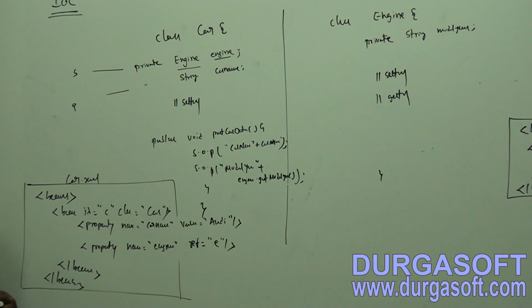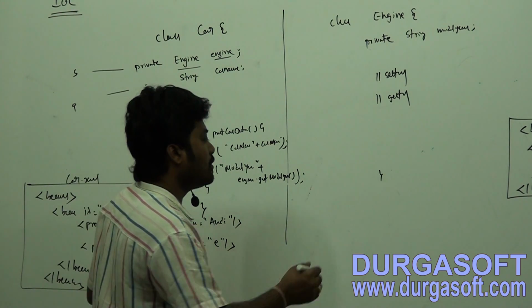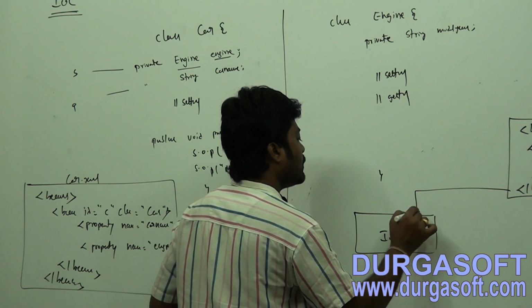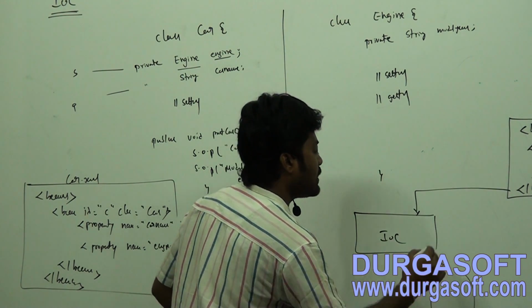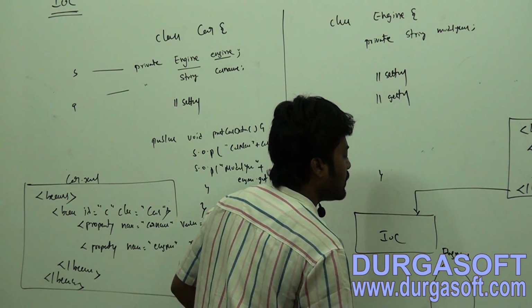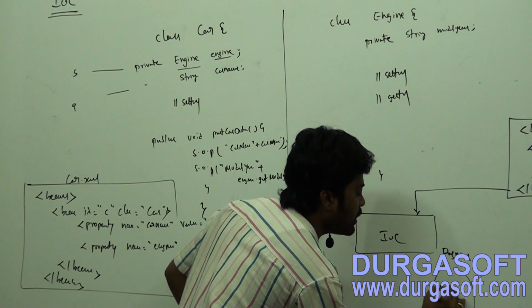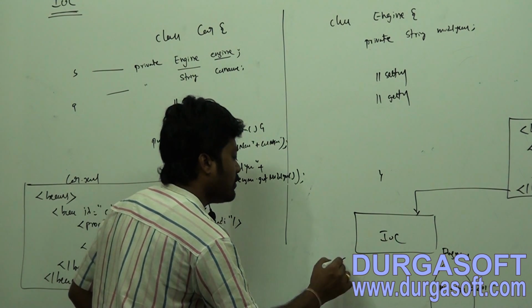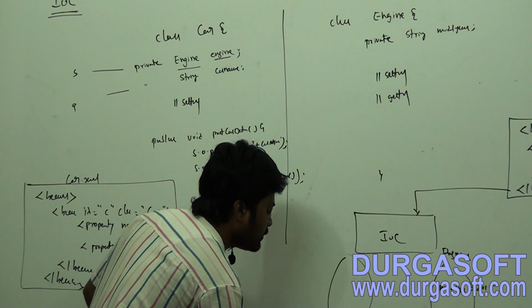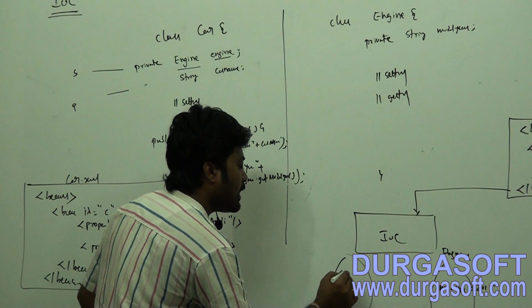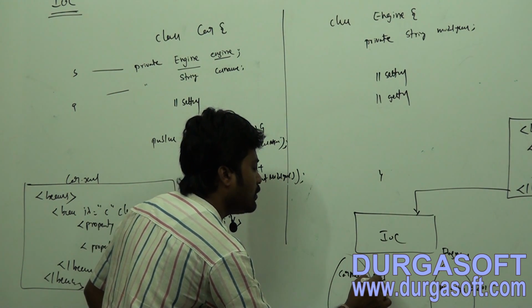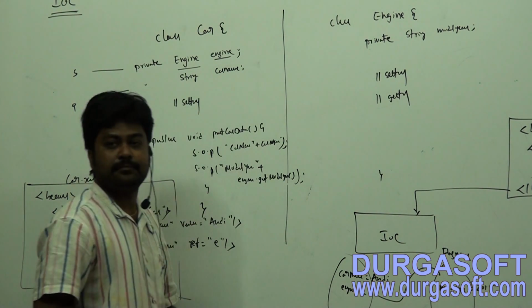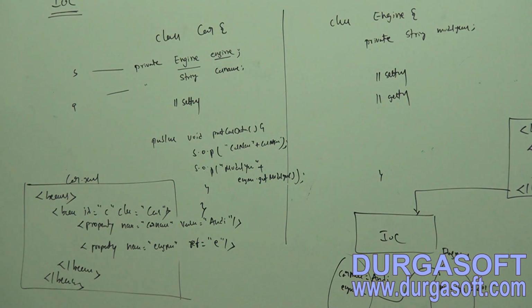Then finally load these two XML files into IOC. IOC will first create the Engine class object, and in that Engine object it will assign the model year. Then IOC will create one Car class object. In that Car class it will assign the car name, and the engine reference. This engine reference it will attach here, assigning that engine reference.